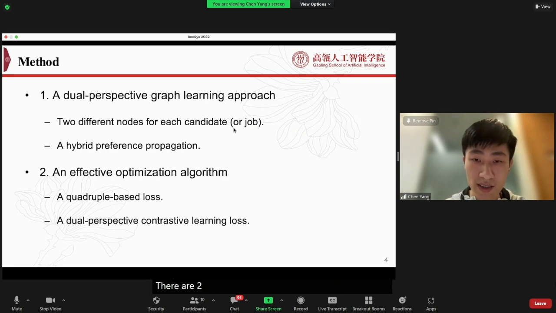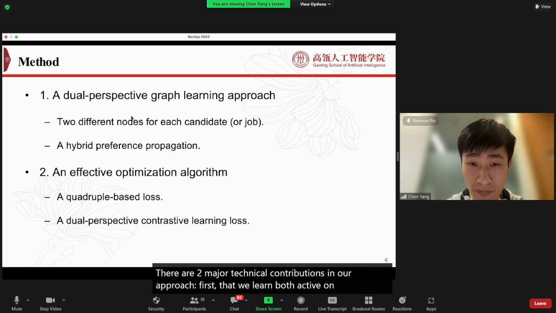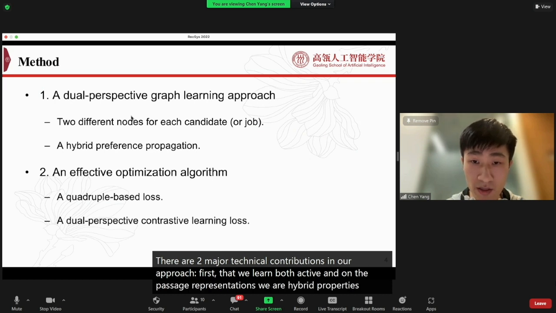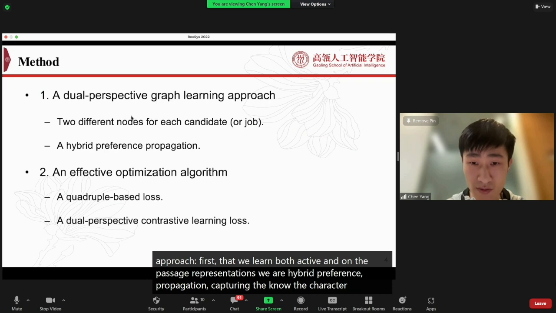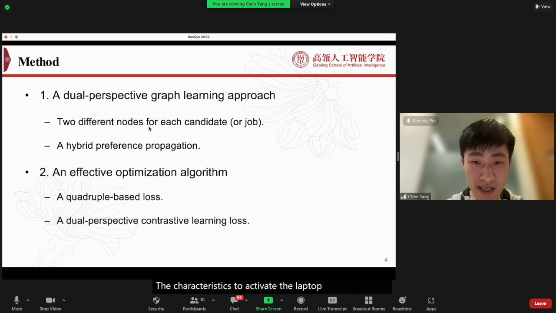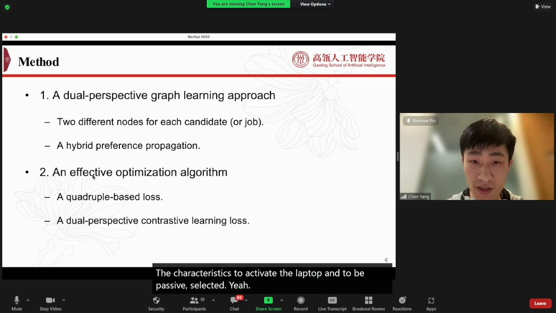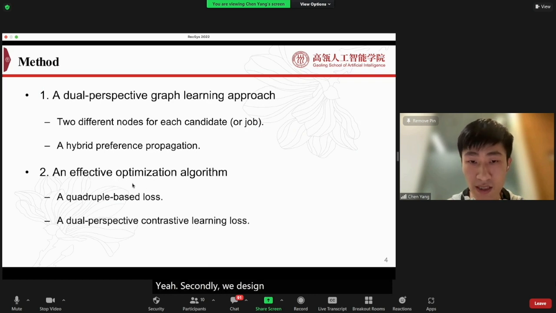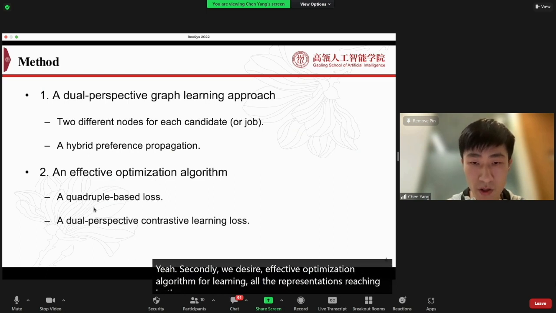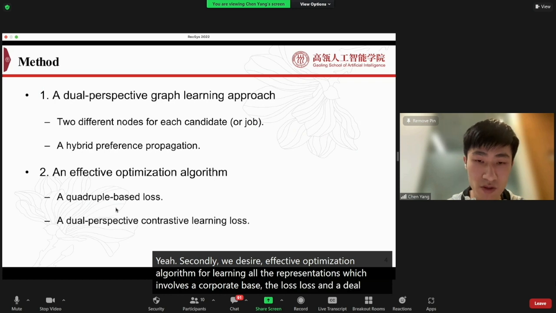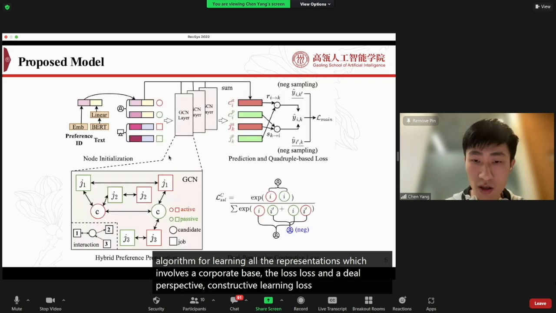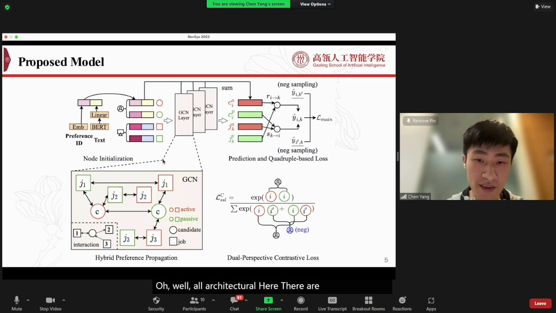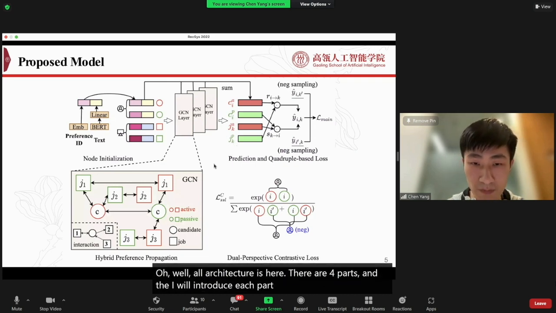Based on such a graph, we propose a novel dual perspective graph representation learning approach for modeling two-way selection intentions. There are two major technical contributions in our approach. First, we learn both active and passive representations via hybrid preference propagation, capturing the node characteristics to actively select and to be passively selected for person-job interaction. Secondly, we design an effective optimization algorithm for learning node representations, which involves a quadruple-based loss and a dual perspective contrastive learning loss. The overall architecture is here. There are four parts, and then I will introduce each part in detail.